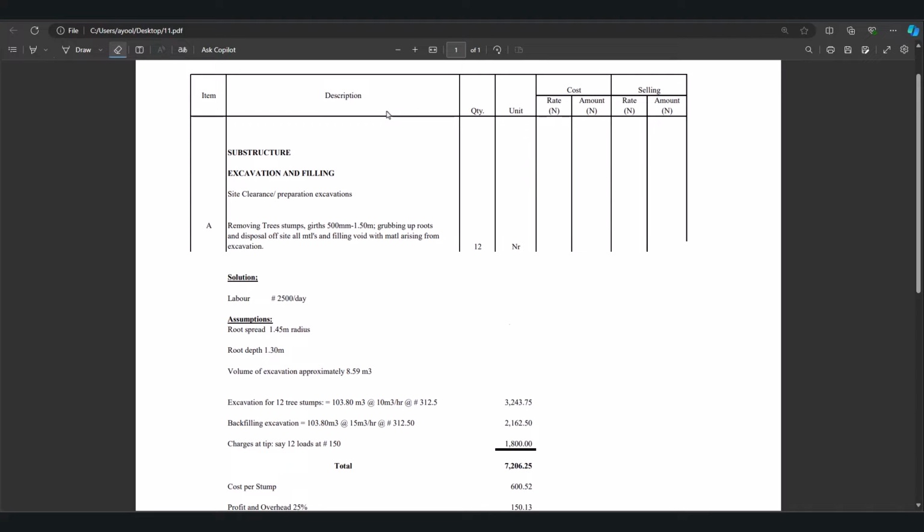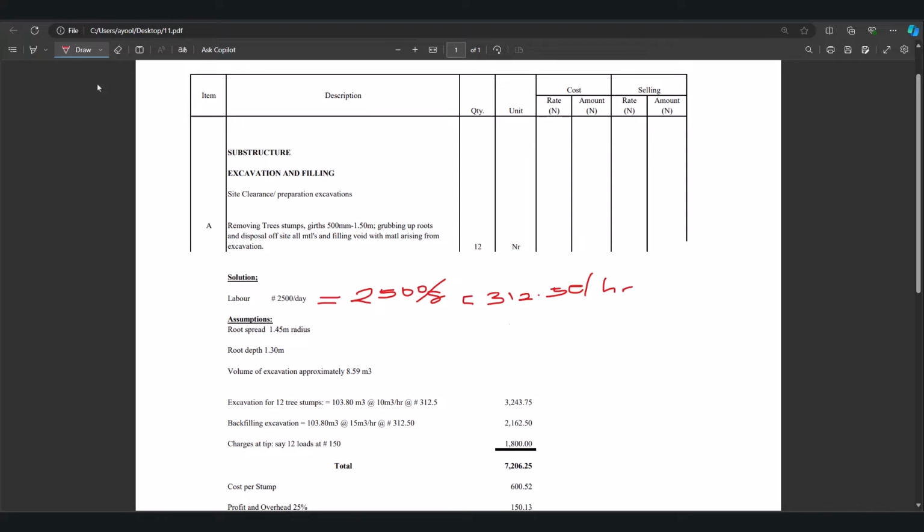So we are going to be using unskilled labor, which is priced at 2,500 naira per day. We can as well convert this to an hourly rate. So in doing so, we divide 2,500 by 8, and we have 312.50 naira per hour.